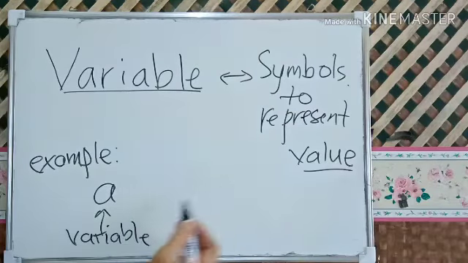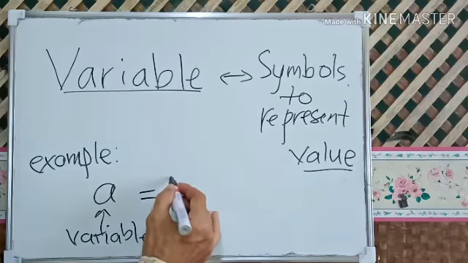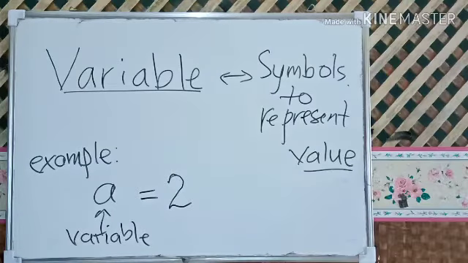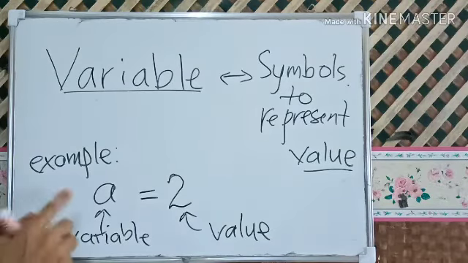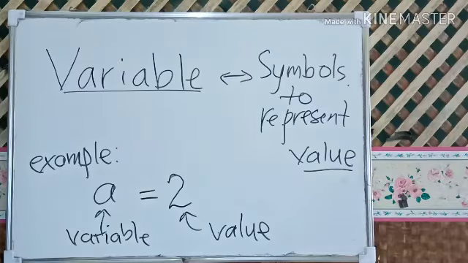So what is the value? Let's take any integer or number. This time I take 2 as the value. So A equal to 2. This is the value for A, only for this example. If it is another variable, it will represent another value.